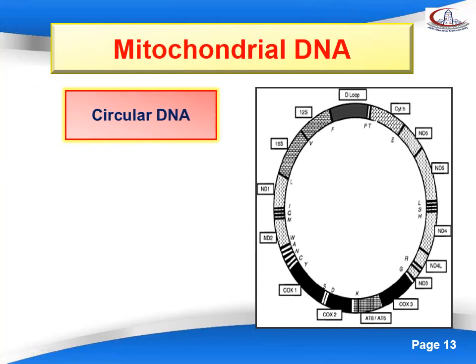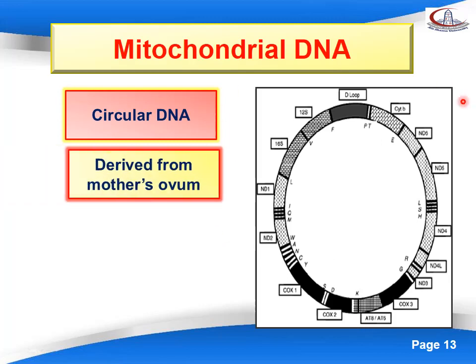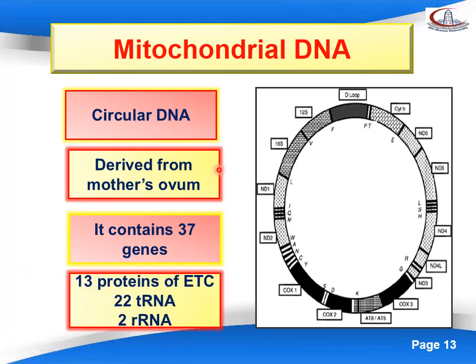What do you know about mitochondrial DNA? This is the mitochondrial DNA. It is a cellular DNA derived from the mother's ovum. At fertilization, the mitochondria of the zygote are derived from the ovum, not from the sperm. The mitochondrial genome contains about 37 genes. As I said, 13 proteins of the electron transport chain, and the rest are responsible for the synthesis of transfer and ribosomal RNA.